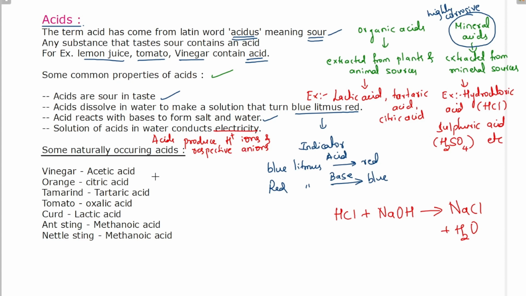Then let's have a look at some of the naturally occurring acids here. Vinegar, which we use for cooking, has acetic acid. Then orange fruit contains citric acid. Tamarind contains tartaric acid. Tomato contains oxalic acid. Curd contains lactic acid. And the nettle sting, whose leaves contain methanoic acid. This is about some of the naturally occurring acids and their source.